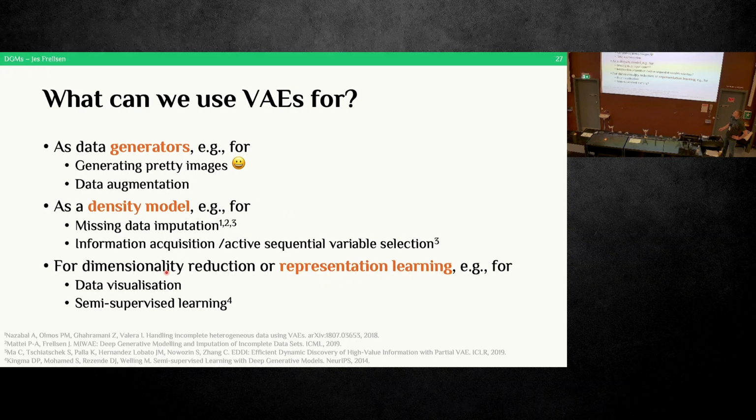And then we can also use it for dimensionality reduction, or representation learning. Basically, just like we use PCA to visualize high-dimensional data sets, we can also train a VAE and then use the latent space to do data visualization.